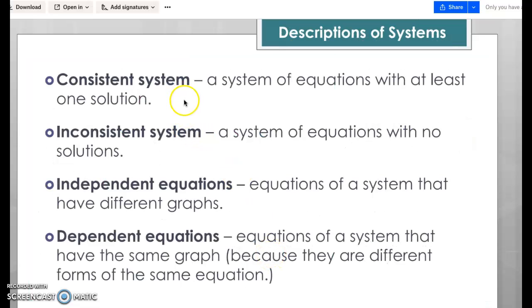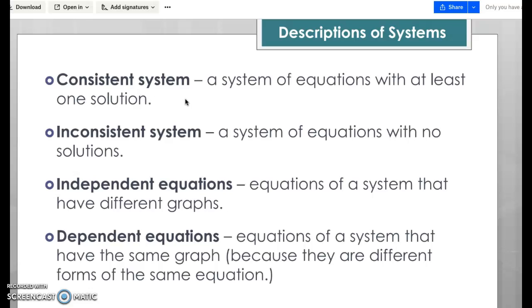So a consistent system is a system of equations with at least one solution. Okay, so look back on the graphs. If it has at least one solution, then it could have one solution, or it could have infinitely many solutions, and it's going to be consistent. An inconsistent system is where there's no solutions. So in that case, that's only where they're going to be parallel, because they're never going to intersect.